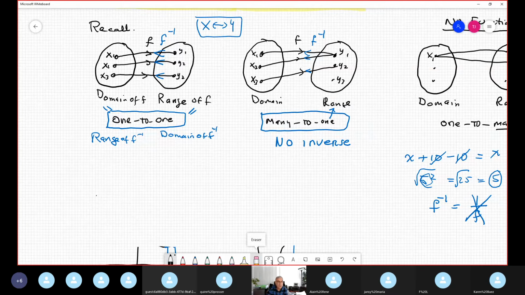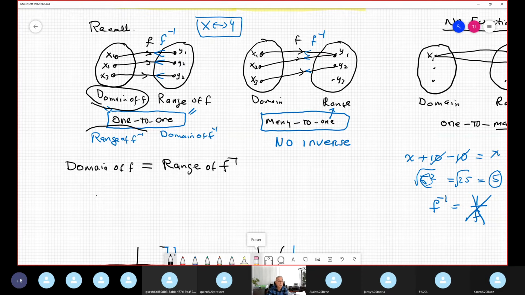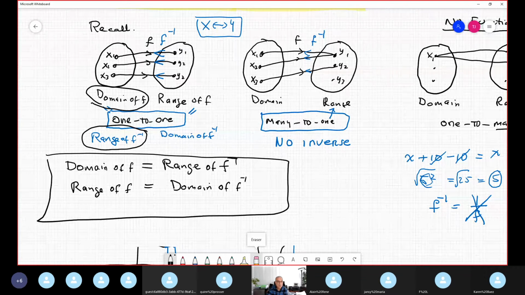The domain of the one-to-one function is equal to the range of its inverse. Look at that. This guy is equal to this guy. Likewise, the range of the function is equal to the domain of its inverse. Keep this in mind, please. Important.